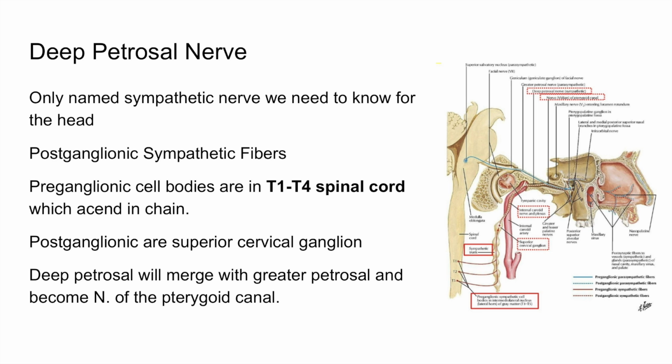So the clean pathway is T1 to T4, superior cervical ganglion, internal carotid plexus, deep petrosal nerve. It's going to join the greater petrosal nerve. Then it will become the nerve of the pterygoid canal. It's going to pass through the pterygopalatine ganglion, but it will not synapse there. It will distribute via V2 branches. Okay, so deep petrosal, postganglionic sympathetics that join with facial fibers that never synapse again.